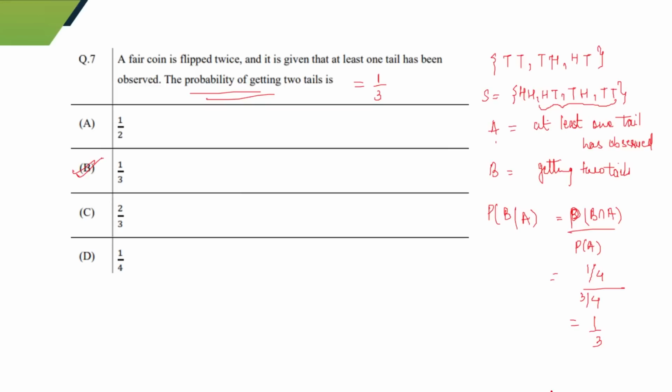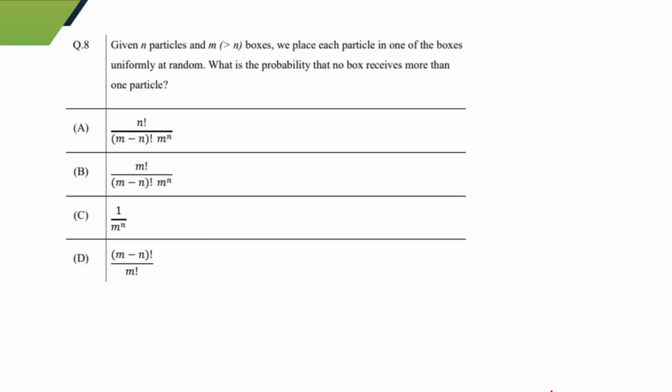Let's move to the next question. It says that given n particles and m boxes, we place each particle in one of the boxes uniformly at random. What is the probability that no box receives more than one particle? We have to find that probability. So this is a question from combinatorics. We have n particles and m boxes, right? These are m boxes.